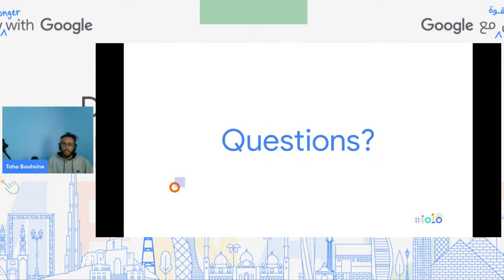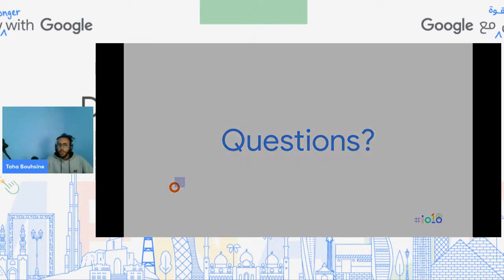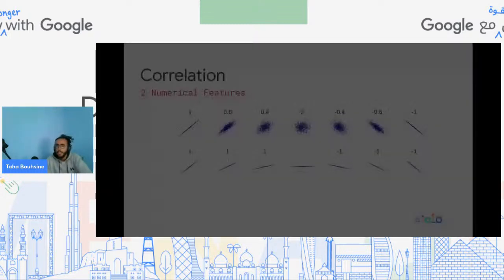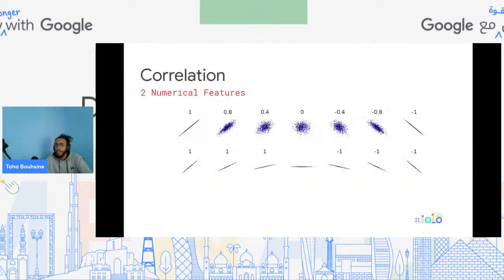Okay, let's continue. To analyze the relationship between those types of data we just discussed, we generally use either correlation for numerical variables or entropy for categorical ones. The correlation helps us detect the existence of any linear relation between our features. The closer the correlation is to zero, the more sure we are that there is no linear relationship between those 2 numerical variables.